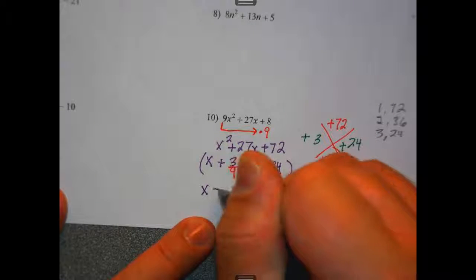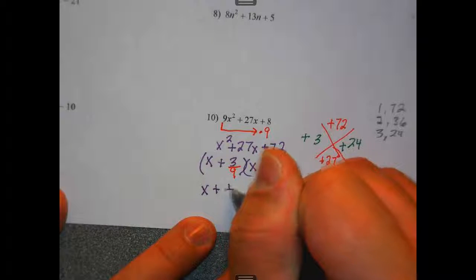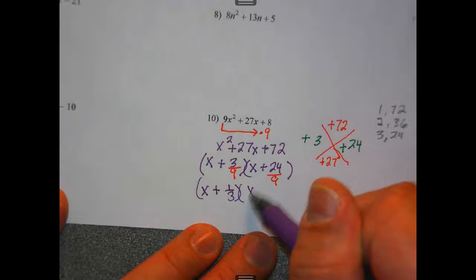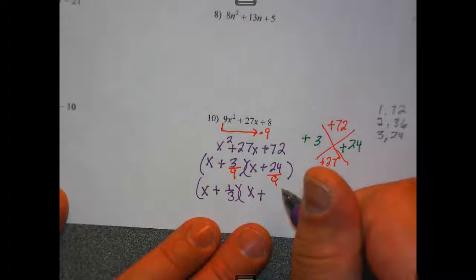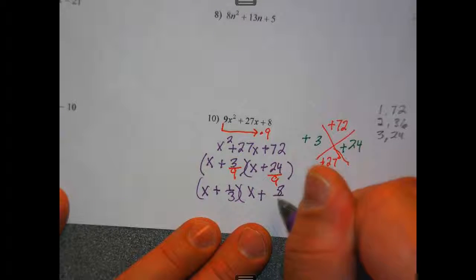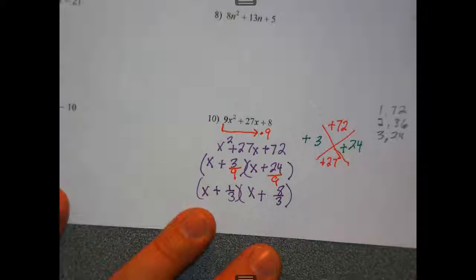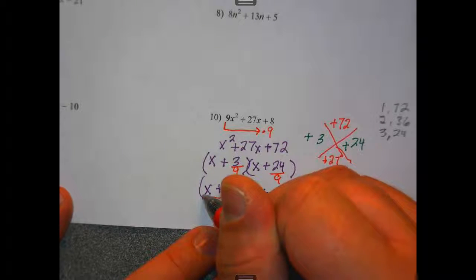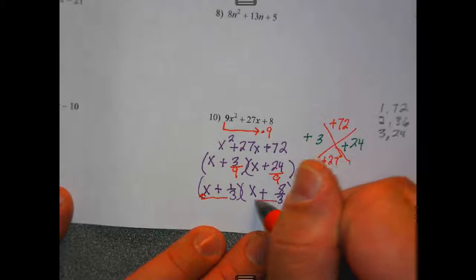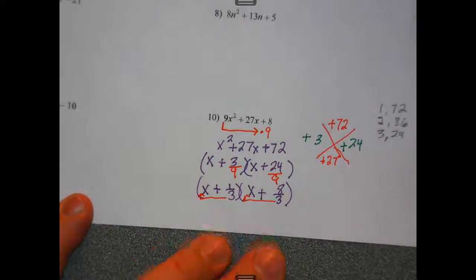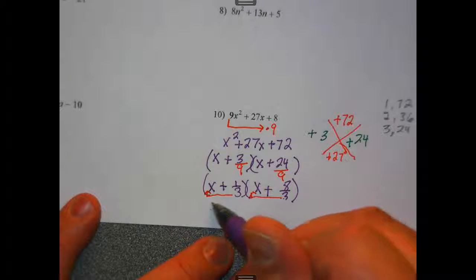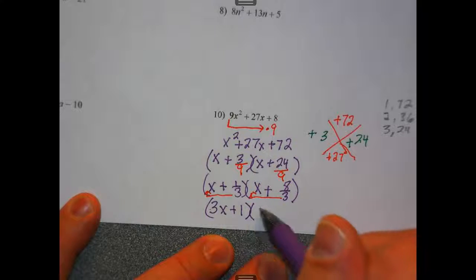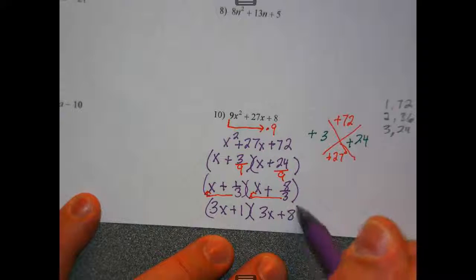See, so I get x plus 3/9 is 1/3. We have to simplify first. X plus 24/9 can be reduced to 8/3. Then we slide, because they're not whole numbers, then we have to slide those denominators out in front. My final answer, 3x plus 1 times 3x plus 8.